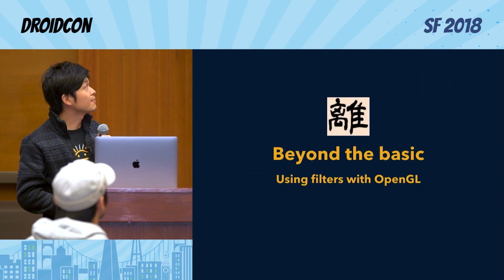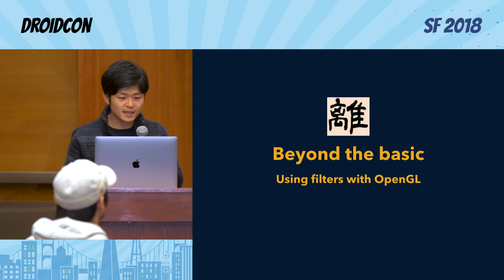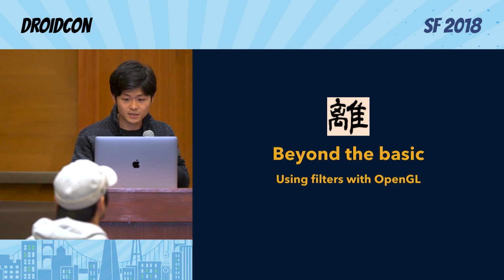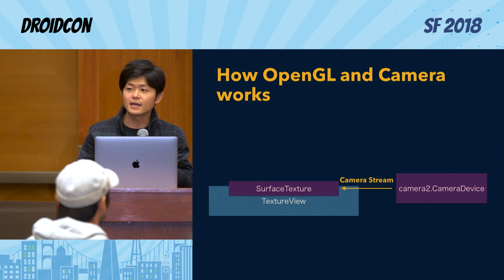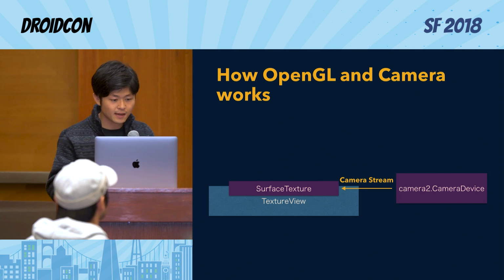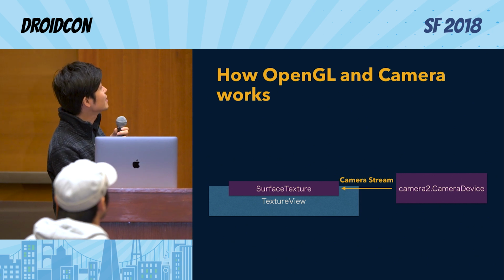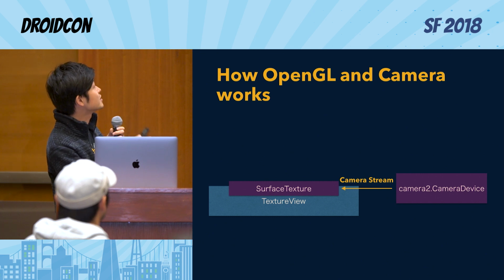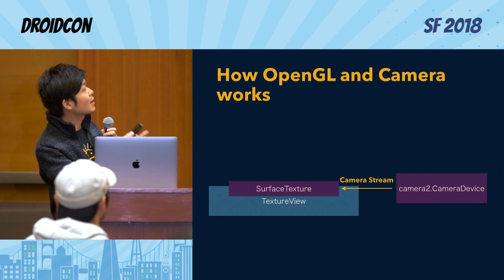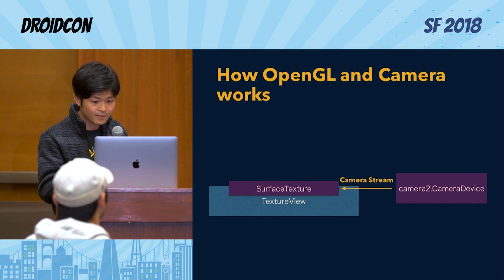Okay, now this is the last topic, beyond basic: using filters with OpenGL. So let me explain what will be added to render the OpenGL screen. This is the actual regular camera stream. There's a texture view and a surface texture on top of it, and the camera device will serve the camera stream on this surface texture.